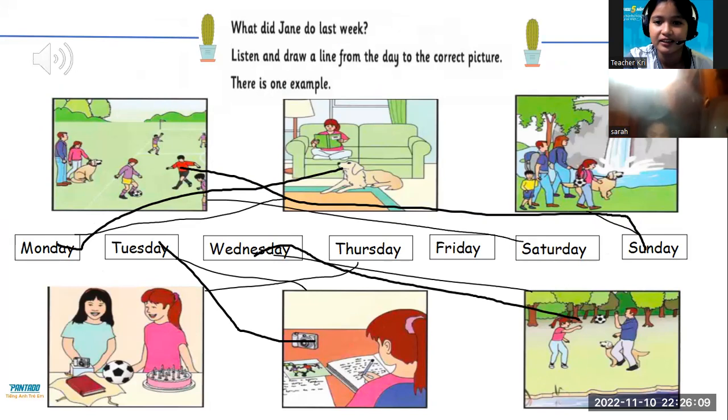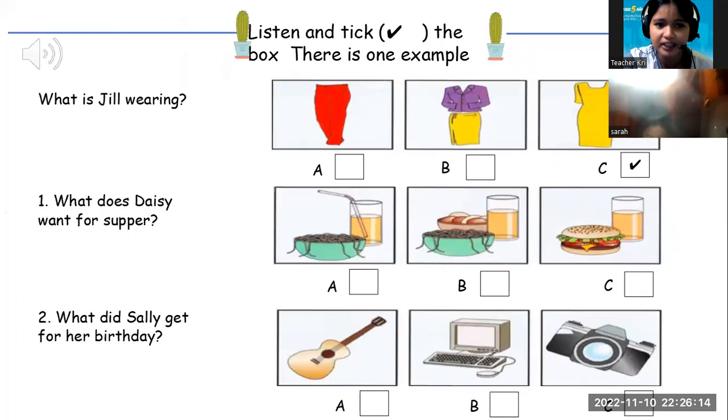Okay. All right, so let's move on to the next part. Still, we're going to listen and then tick the box. I'll play the audio now. Listen very well and tick the box. Okay, please start.